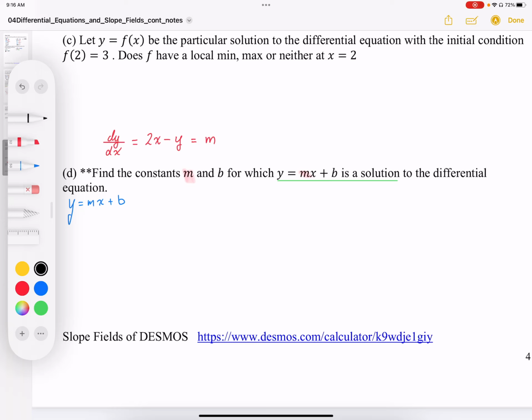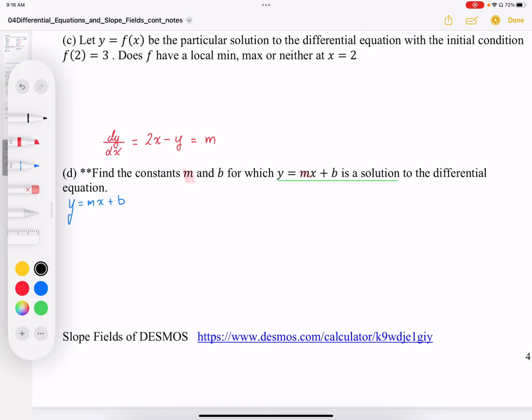Part D. Now there's a couple of stars next to this because this is a particularly challenging problem. This question says, find the constants m and b for which y equals mx plus b is a solution to the differential equation. Okay, so first of all, we have our differential equation, 2x minus y. That is an equation for slopes. I've kind of highlighted that there. And this is not separable, so we can't actually solve it algebraically.